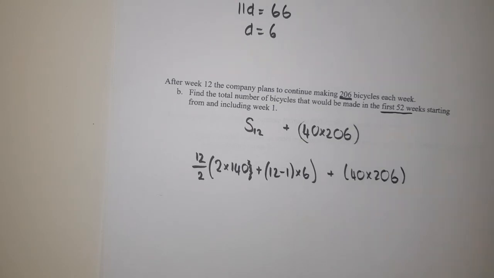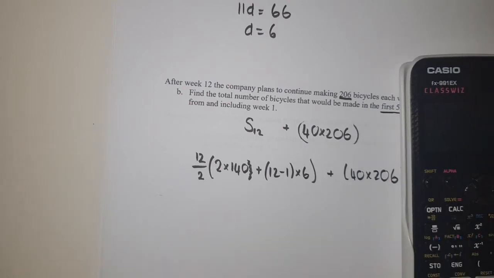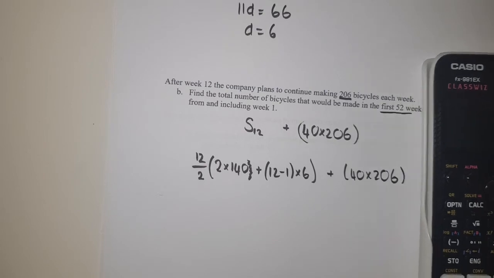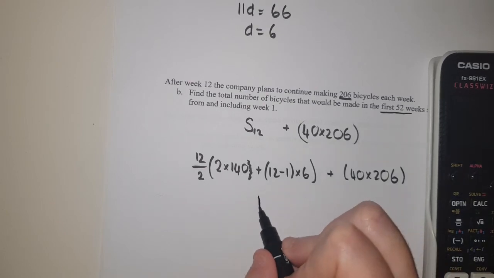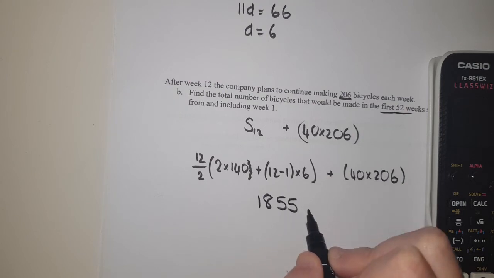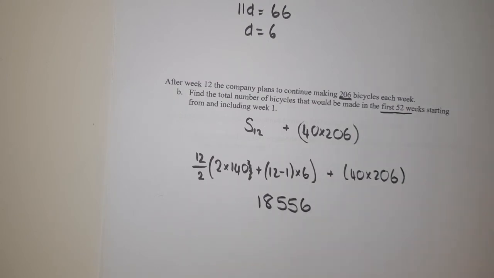So if we type that into a calculator, we've got 6 lots of 280 plus 11 times 6, which is 66, plus 40 lots of 206, which is going to give us a total of 18,556 bikes that they've made in the first 52 weeks.